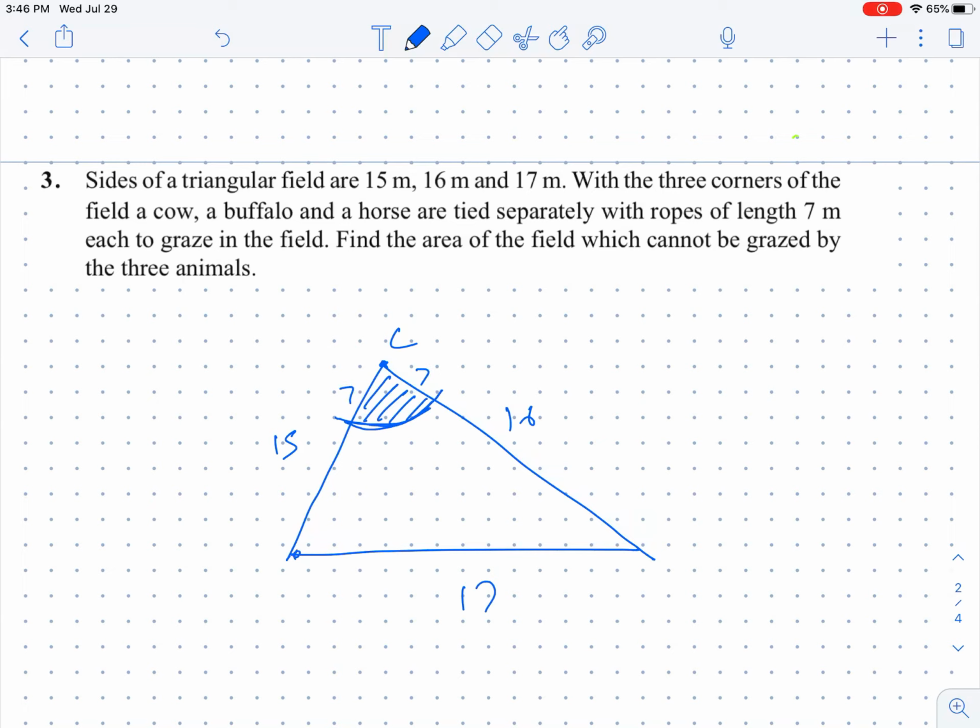Now for this triangle, let's say at this corner the buffalo is there, 7, 7, this part is covered, and at this corner the horse is there, this part is covered. Now you have to find the total area that cannot be grazed by the 3 animals.